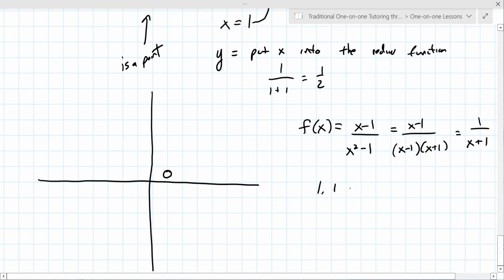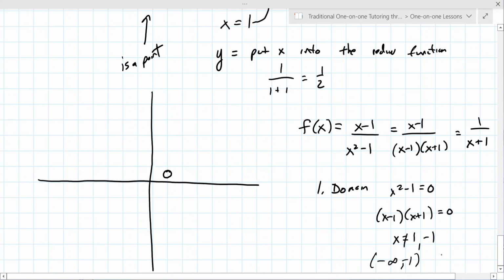So the first thing is the domain. The domain comes from setting the denominator equal to 0. X squared minus 1 equal to 0. Not the reduced form, the original. You have to set the original equal to 0. So when you factor it, you get x minus 1, x plus 1 equal to 0. So now you have two places where it's equal to 0. So x cannot be 1 and x cannot be negative 1. Oops, that's positive 1 to infinity. So something like that, 3 intervals there.